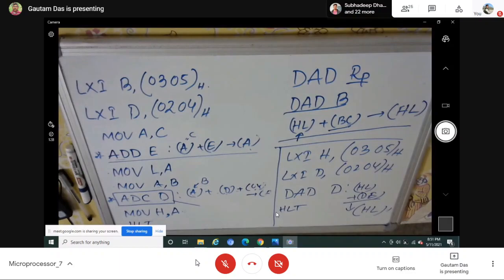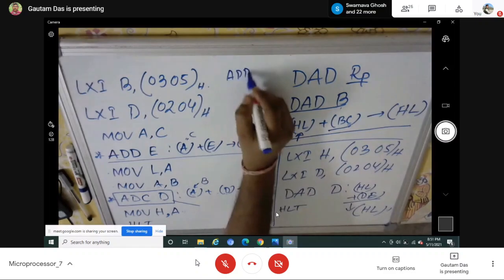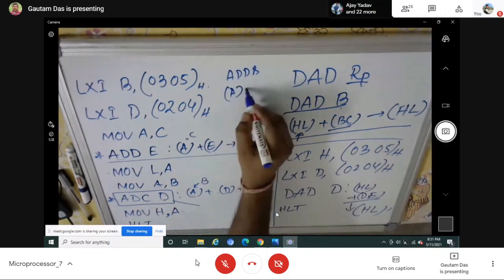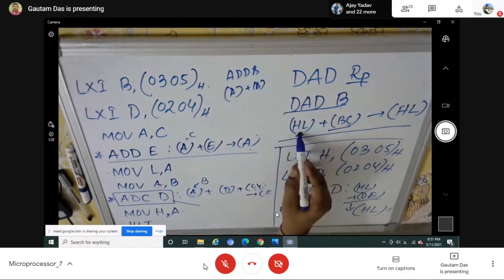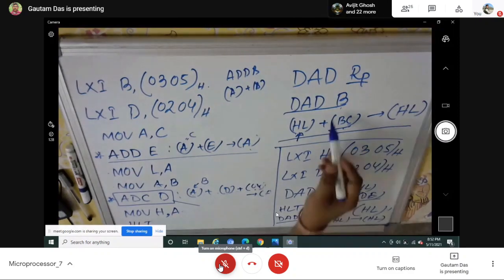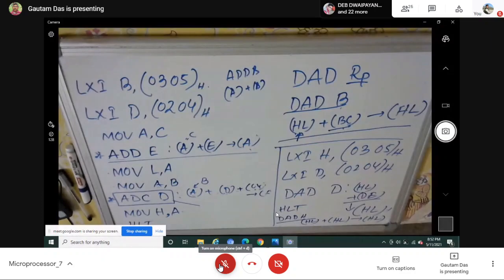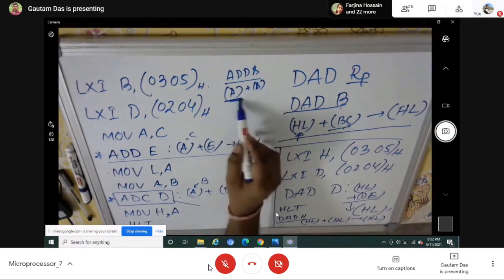That B. That B means HL is by default, just like your ADD B. ADD B means by default A is there, with that B will be added. Here, in case of DAD B, by default HL is there, with that BC will be added. You may write DAD H. What will that DAD H do? HL will be added with HL and the result will be stored at HL. That is also possible. But if you write DAD B, it means HL will be added with this. One operand is there at HL, it is implied for that, just like for the ADD instruction, one operand is implied at A.